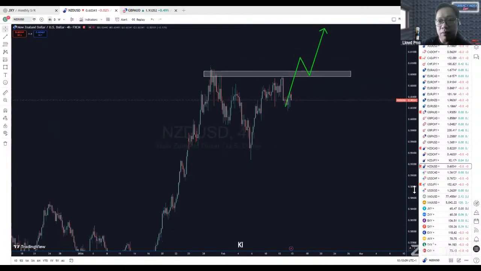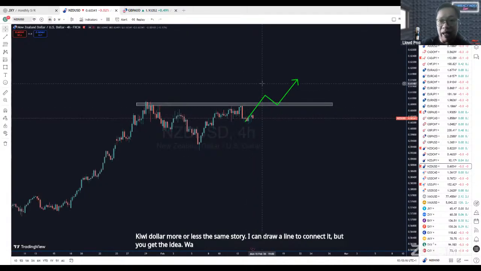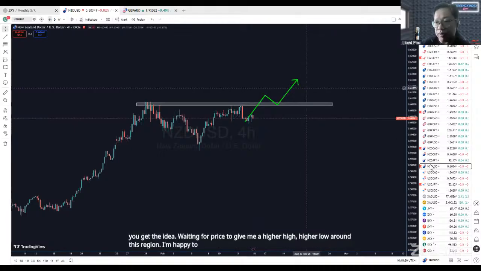Kiwi dollar, more or less the same story. I can draw a line to connect it, but you get the idea. Waiting for price to give me a higher high, higher low around this region. I'm happy to go in.